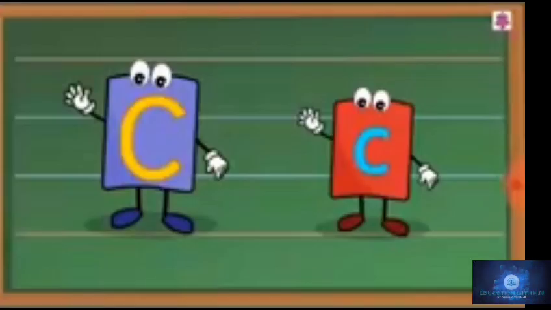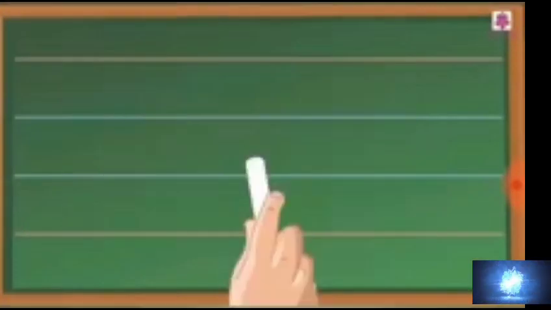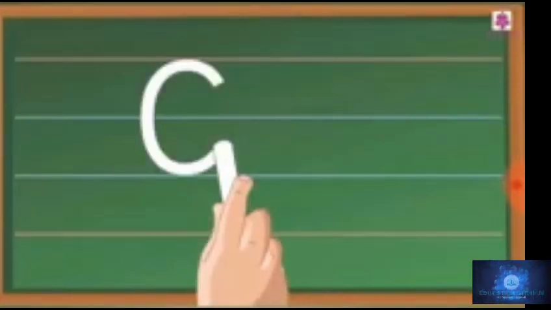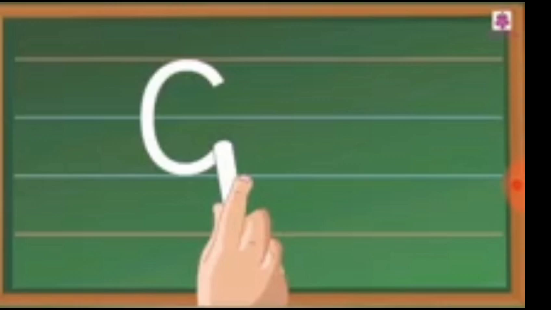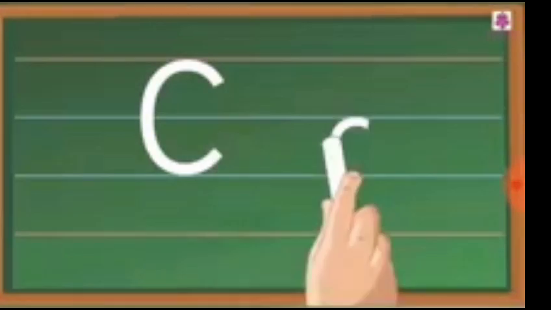Writing. Start our writing. Okay, now start C and K. How to start C? In the upper lines, we start curves and add the curves at the bottom. This is curvy C. Okay, understand all of you? Start from the upper three lines C. This is letter C. Now start writing.